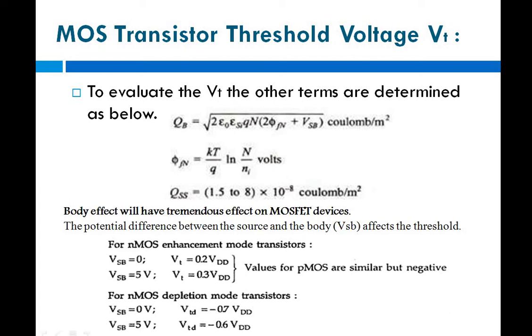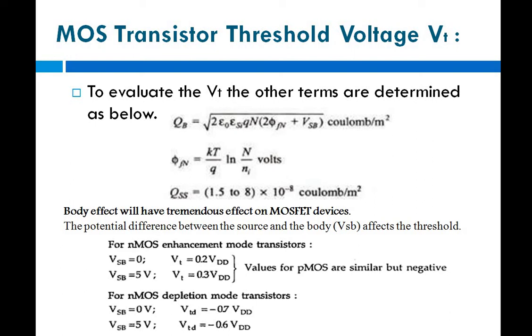And what is the Qb value? It is given as 2 under root of 2 epsilon Si q N (2φfn plus VSB), that is source to base voltage, how we are calculating. Then your Fermi level potential is also given. Then the charge induced between the silicon and silicon dioxide layer which has an interface. Based on all this, the body effect is also very important in getting your threshold voltage.